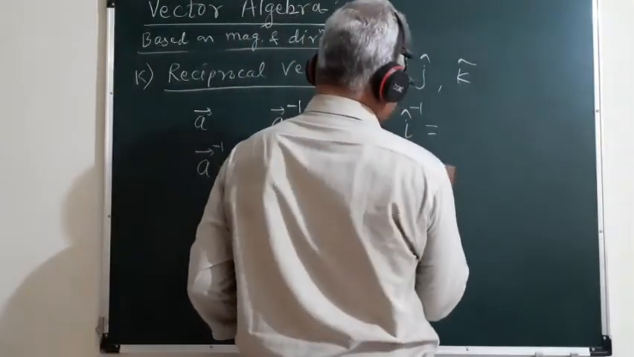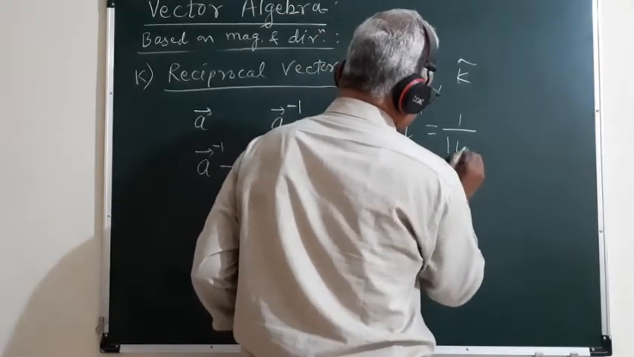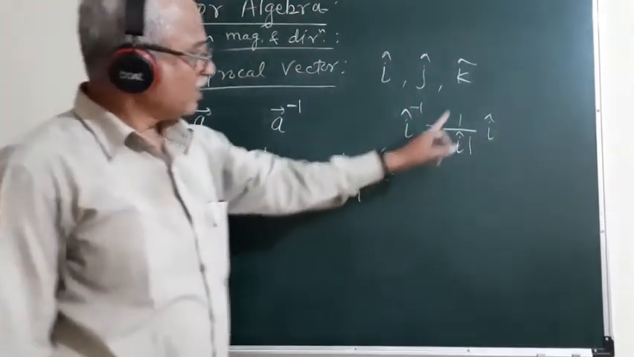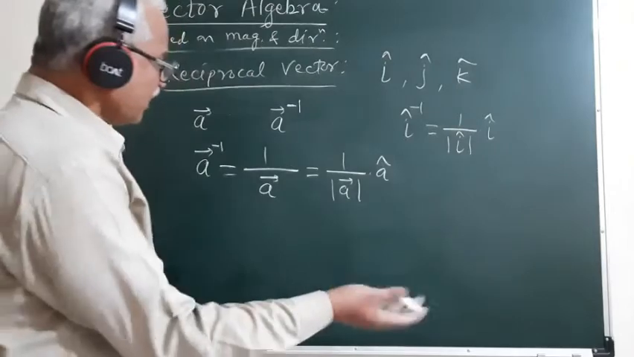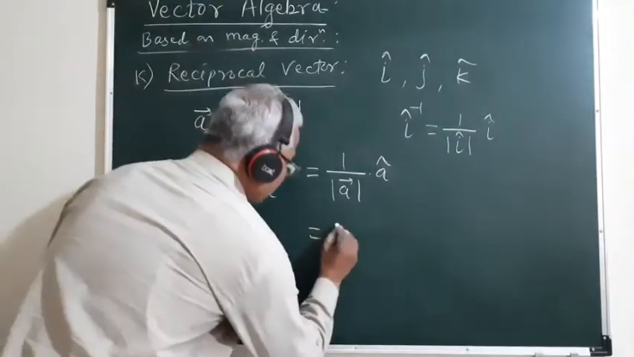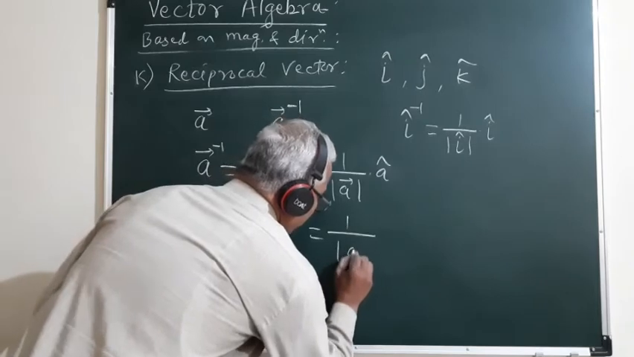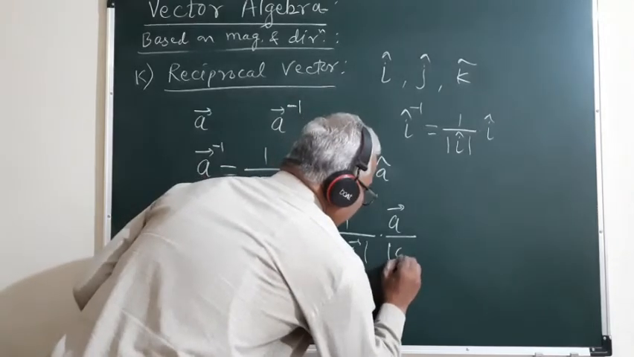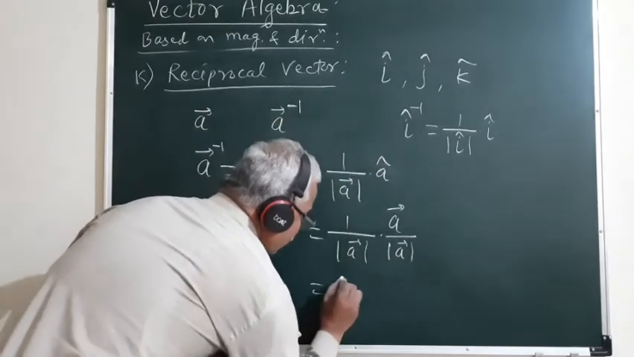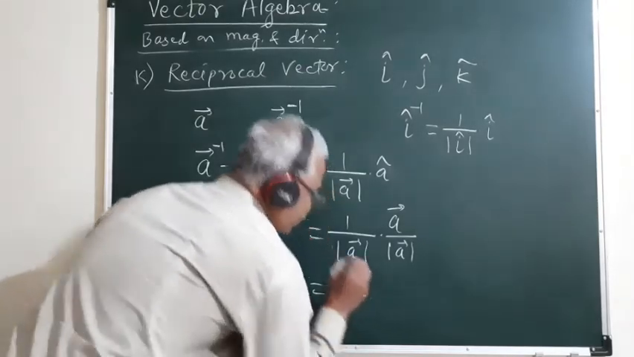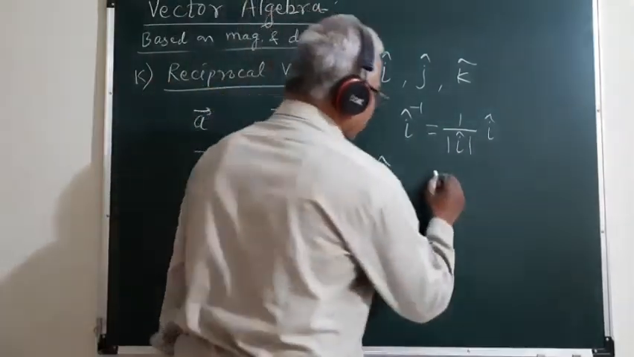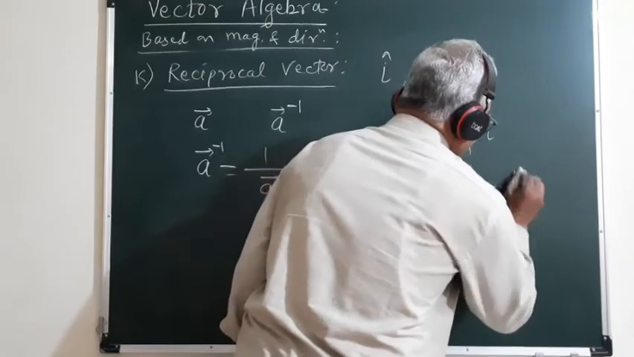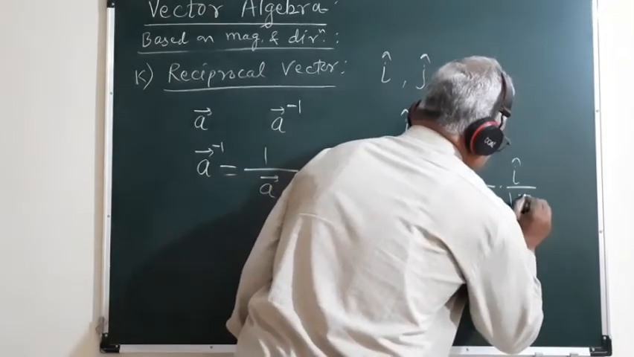So this can be expressed as 1 upon modulus of I cap into I cap. Again, we have seen that this unit vector is expressed as the ratio of the given vector to its magnitude. So this is equal to A bar upon A square. So similarly, this unit vector I cap here can be expressed as 1 upon mod I cap into I cap upon mod I cap.